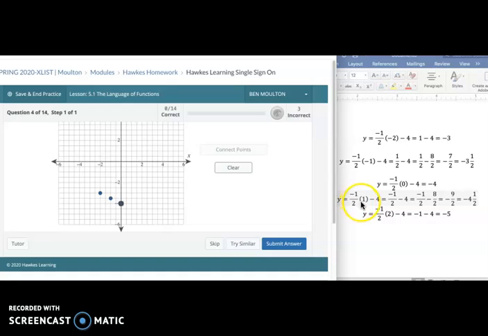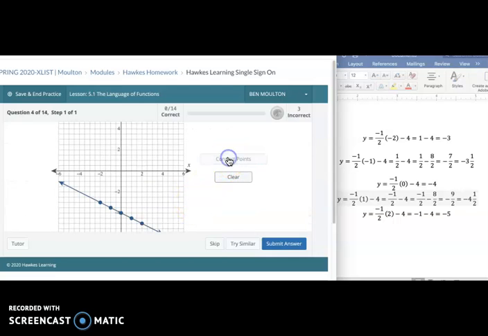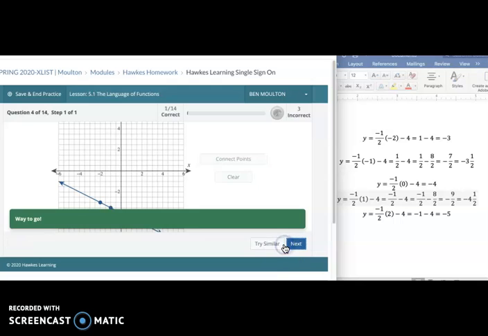Let me keep going. If x is 1, y is -4.5. So here's 1. -4.5 puts me right here. And when x is 2, y is -5. So there's 2, -5, right there. And then it says, when you finish plotting all points, select the button to connect the points and draw the function. There it is. Submit your answer. That's how you do the problem.